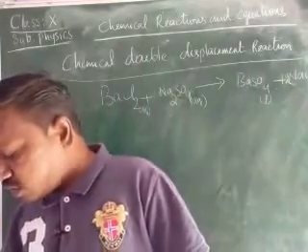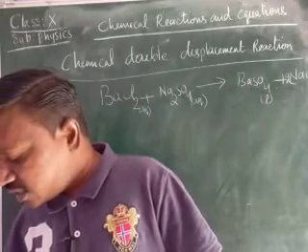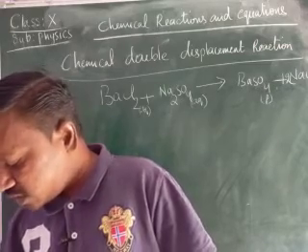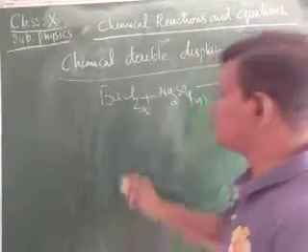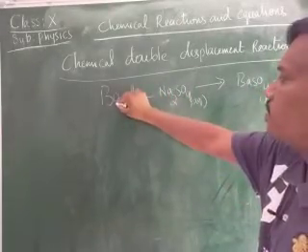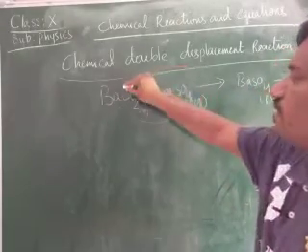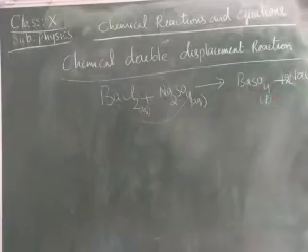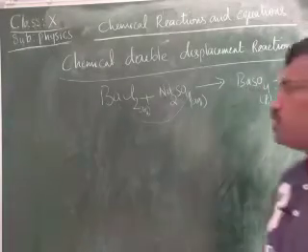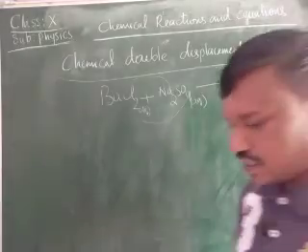By this we can say that this is a double displacement reaction, children. Here it is double displacing. Barium chloride reacts with sodium sulfate: barium is combining with sulfate and sodium is combining with chlorine. Therefore it is a double displacement reaction.